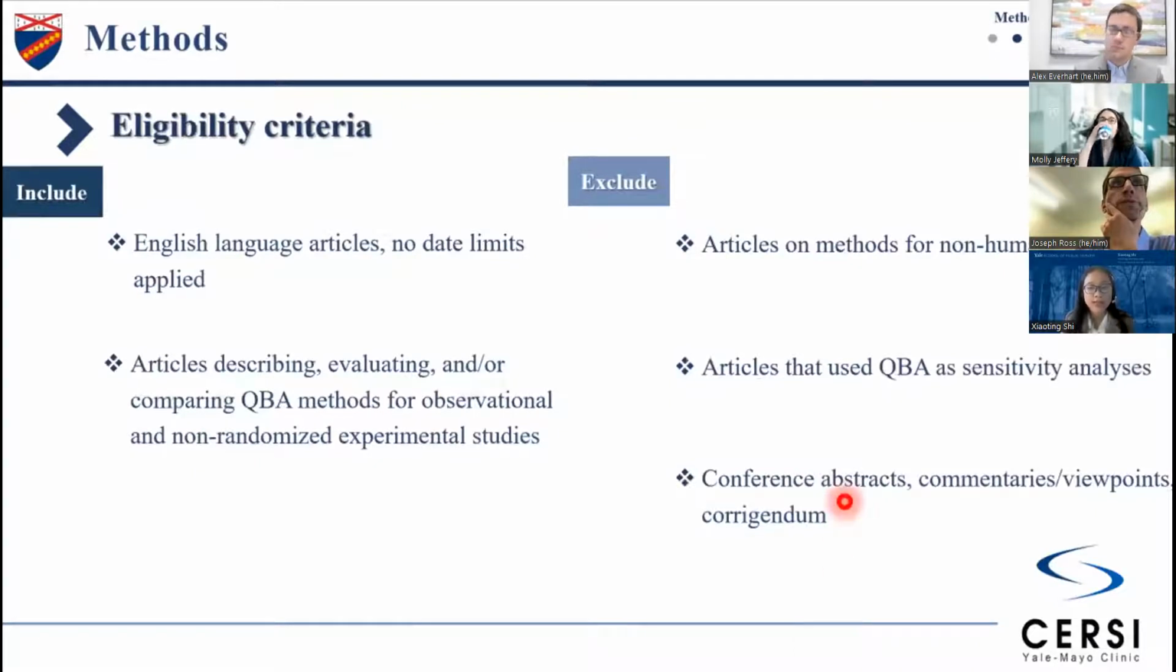After we identify all the studies of interest, we will include English language articles that describe, evaluate, or compare QBA methods for observational studies and non-randomized experimental studies without date limits. However, we will not include articles that propose methods for non-human subjects, or articles that only use QBA as their sensitivity analysis, or if the type of the article is conference abstracts, commentaries, or corrections.